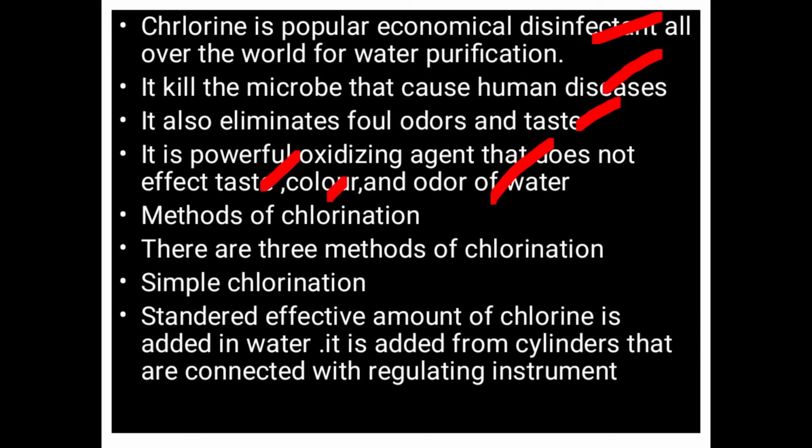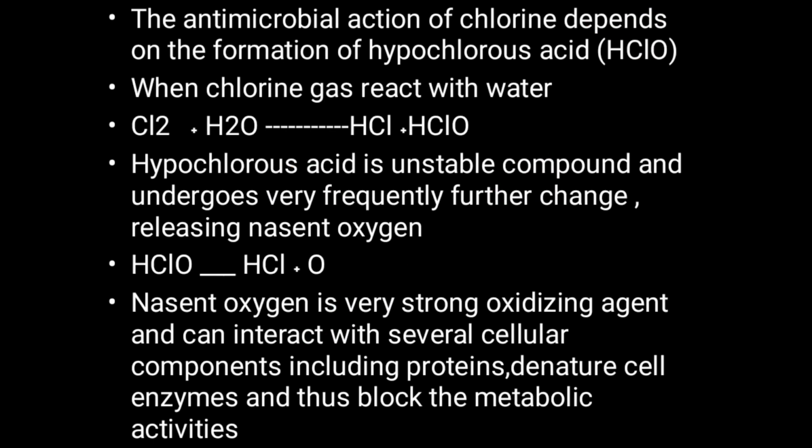Now, what are the methods of chlorination? There are three methods of chlorination. First is simple chlorination. A standard effective amount of chlorine is added to water. It is added from cylinders that are connected with a regulating instrument. The antimicrobial action of chlorine depends on the formation of hypochlorous acid.